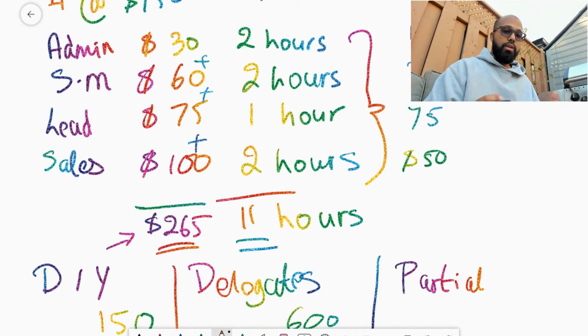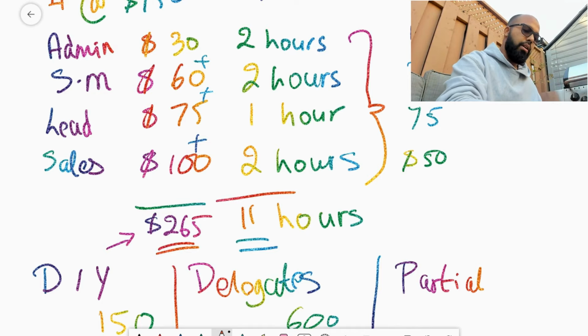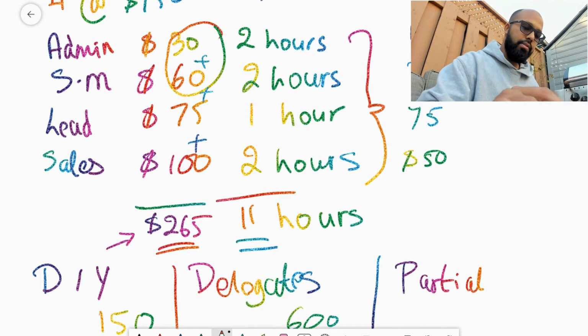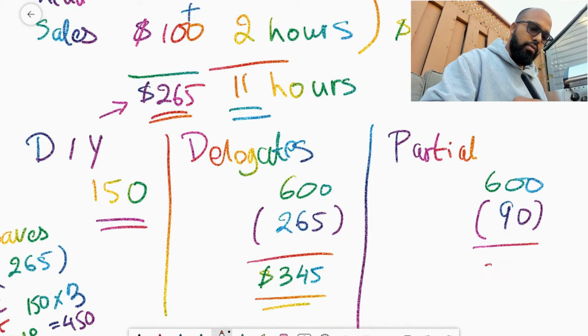So if Greg is smart, he's going to do the tasks that cost more money himself and delegate the tasks that cost less money. So he's going to delegate his admin work and his social media work for a cost of $90. Okay, so $600 is his revenue, his cost is $90, then his run is 510.